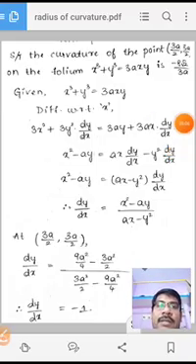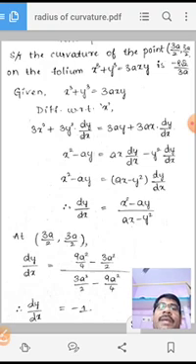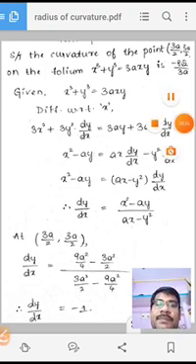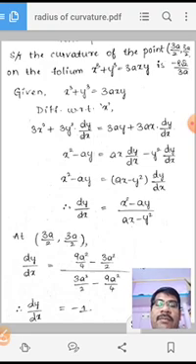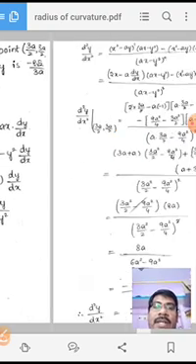Show that the curvature at the point (3a/2, 3a/2) on the curve x³ + y³ = 3axy is −8√2/3a. The given curve is x³ + y³ = 3axy. Differentiate with respect to x, we get dy/dx = (x² − ay)/(ax − y²). At the point (3a/2, 3a/2), we substitute, and we get −1.